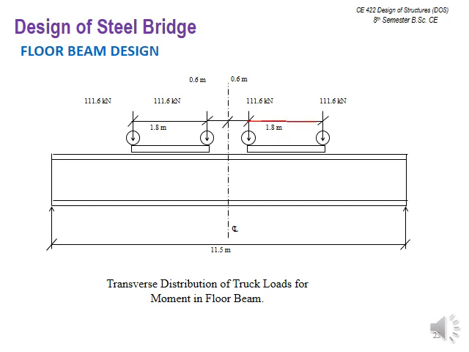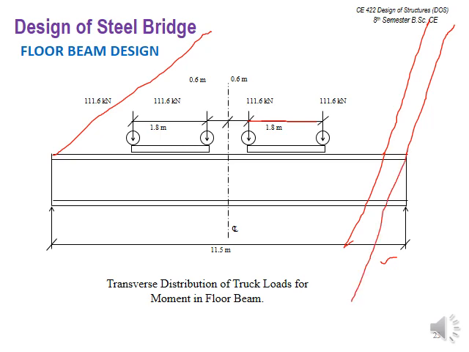This is the span of your floor beam, in the lateral direction. If we draw it in 3D, your stringers are running here above the floor beam. This is the design lane, and here is your vehicle. Here you have the second axle, here you have the third axle.